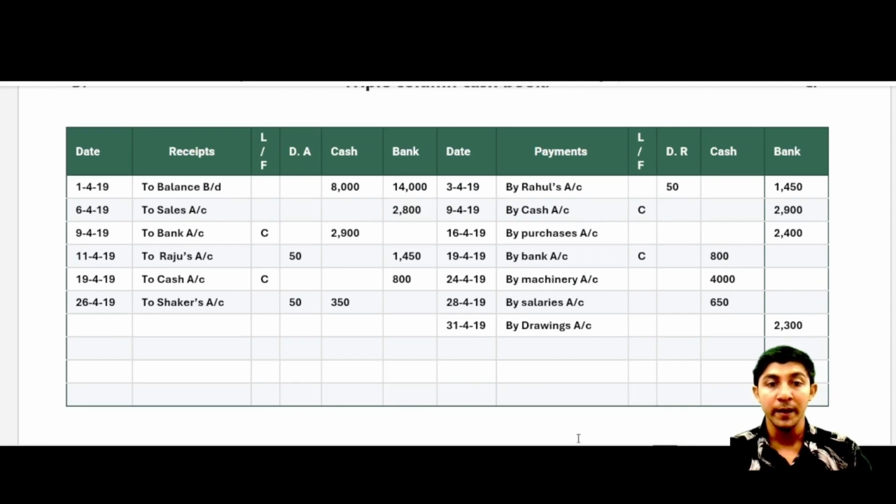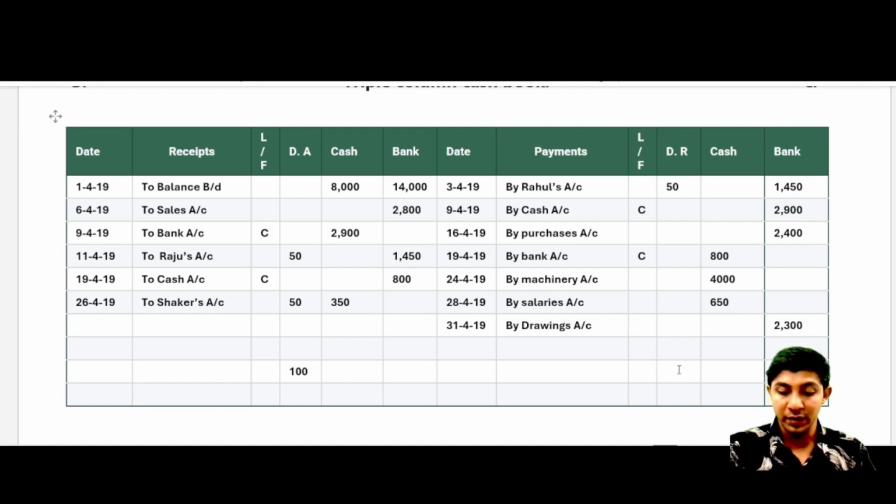Everything is done. Now we need to do the total. Let us do the total of discount columns first. So the discount allowed total is 100 and discount received total is 50. Now we will consider the cash column. The total of debit side of cash column will be 8000 plus 2900 plus 350, that is 11250. 11250, and this is the total which is more than credit.